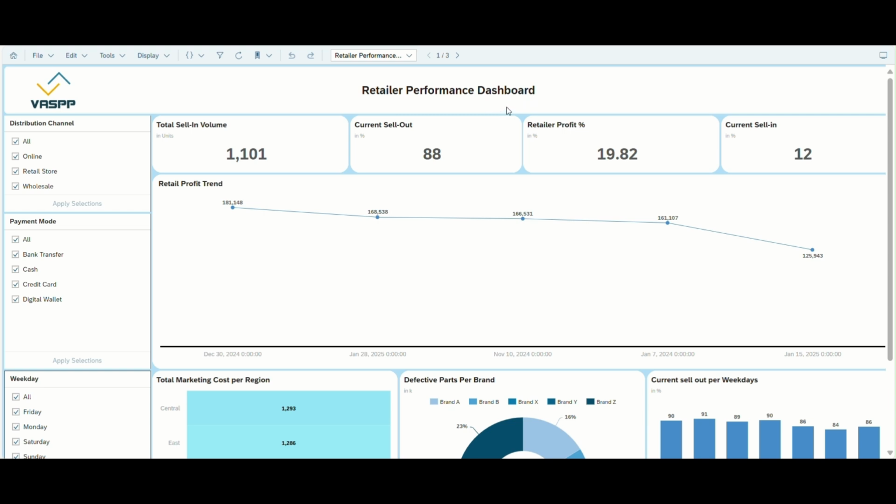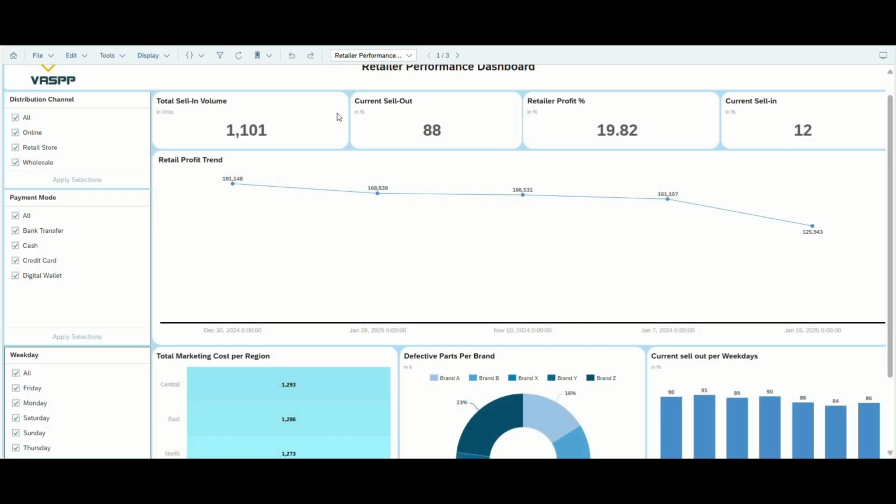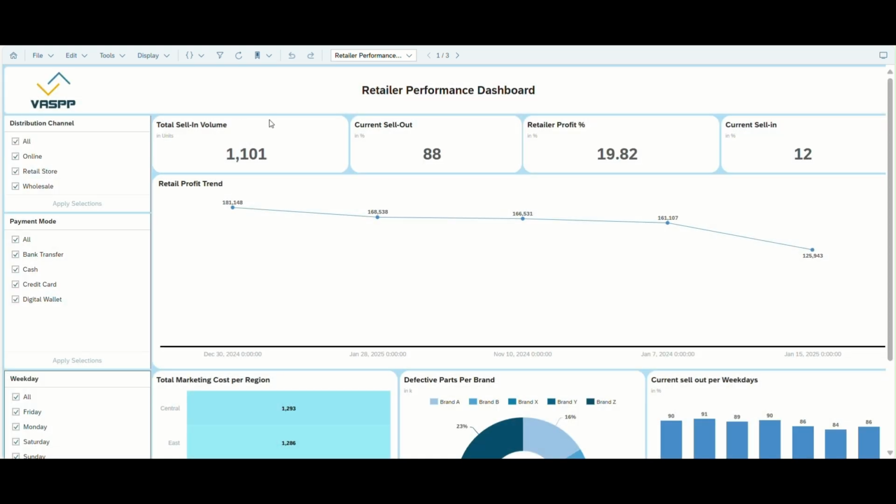Let's start right at the top with your core performance indicators. These 4 KPIs act as your executive compass. In just a glance, they give you an operational summary of retail velocity, profitability, and inventory movement.